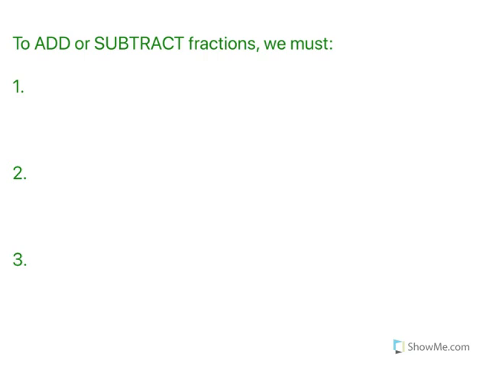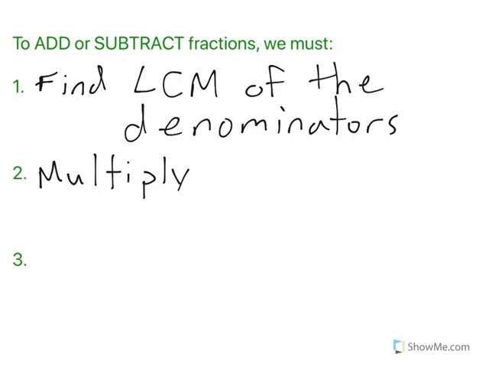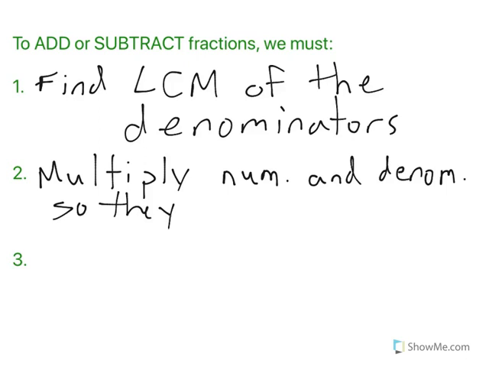So to add or subtract fractions, we must first find the LCM of the denominators. And this is following right along with your notes. Find the least common multiple of your denominators. Then we will multiply both the numerator and denominators so they have common denominators.